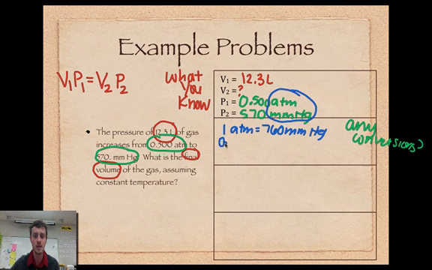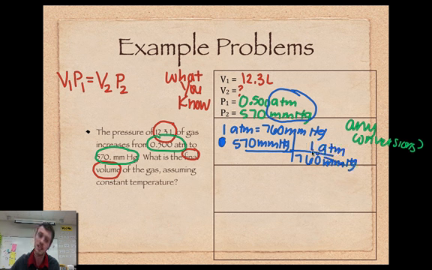Actually, let's go to atmospheres, I think that's a little bit easier. I have 570 millimeters of mercury. To go to atmospheres, I need to do my dimensional analysis. Hopefully you remember how to do dimensional analysis.